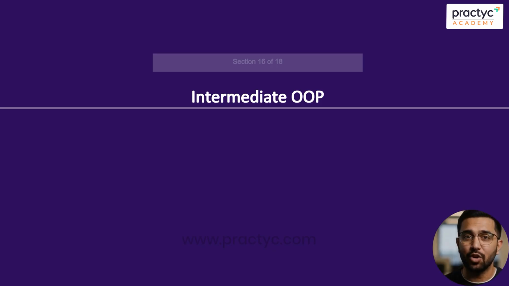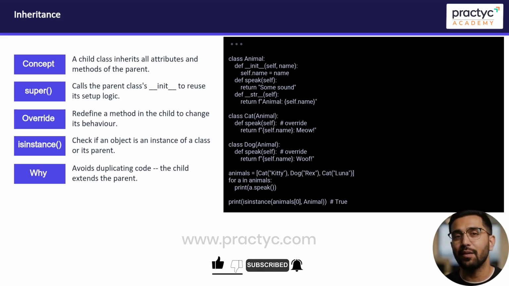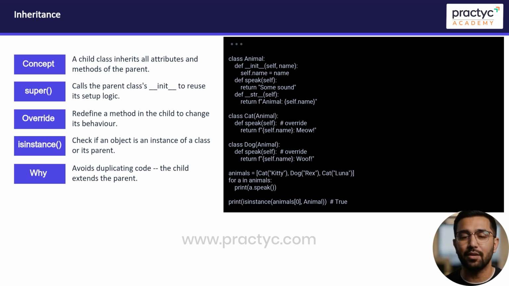Welcome to the intermediate OOP section. Let's delve into more advanced object-oriented programming concepts. Inheritance allows a child class to inherit attributes and methods from a parent class, reducing code duplication. Use super to call the parent's initializer. Override methods to change behavior in the child class. isinstance checks if an object belongs to a class or its parent. This enhances code reusability and flexibility.